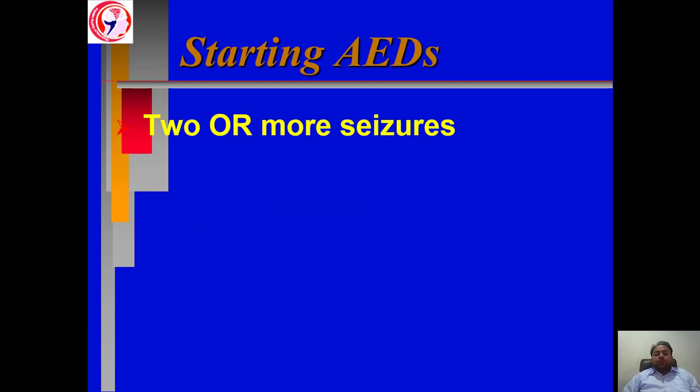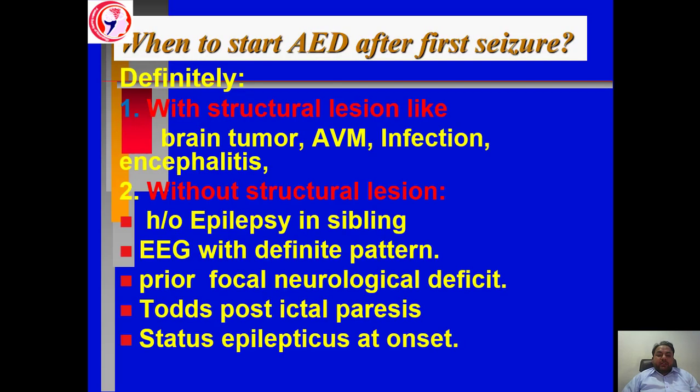Now, when to start an epileptic drug? The patient must have 2 or more seizures that must be 24 hours apart to label him as epilepsy and to start him with anti-epileptic drugs. Except patients with 1 seizure can be started on epileptic drugs when they have a structural lesion like brain tumor, arteriovenous malformations, or they have central nervous system infections or encephalitis.